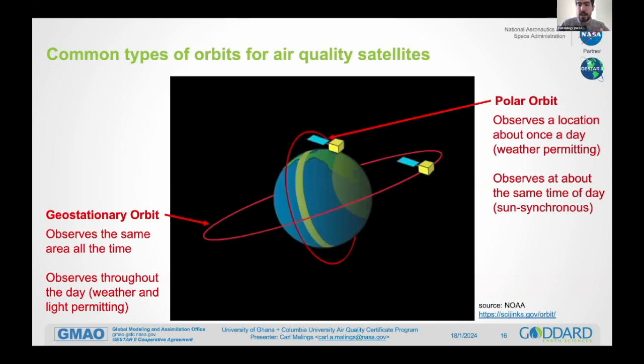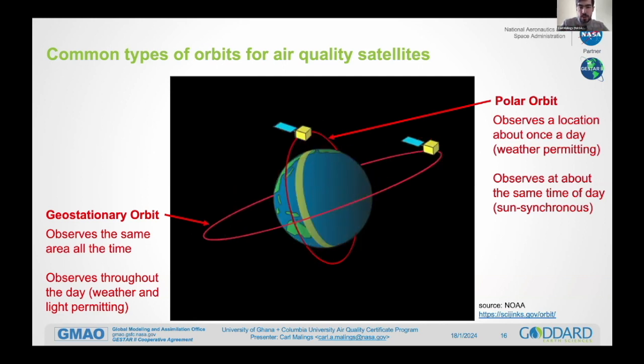And usually it's roughly the same time of day every day. A geostationary orbit, on the other hand, is farther out and it's synchronized with the rotation of the Earth such that the satellite is always looking down at the same part of the Earth. So this means it has more opportunities to observe that part of the Earth because it's always over that part of the Earth, but it's constrained to only observe that part of the Earth. It can't really move around to other parts of the Earth.